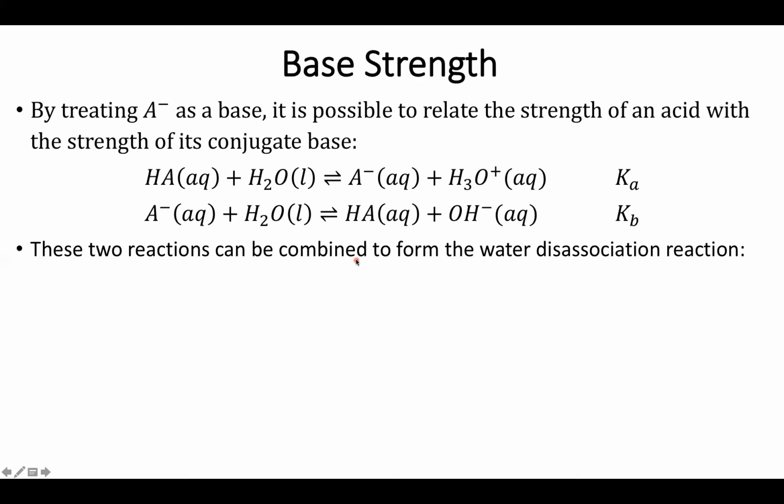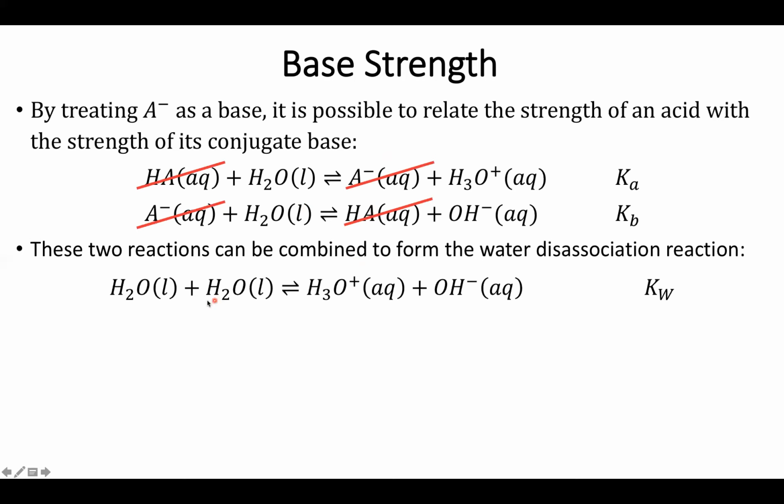And we can observe this if we combine these two reactions. So this will end up forming the water dissociation reaction, because as we add these two reactions together, the acid ends up canceling out, and so does the conjugate base. And all I'm left with is water reacting with water to produce hydronium and hydroxide. So this is our quintessential water dissociation reaction with its K of 10 to the negative 14th.